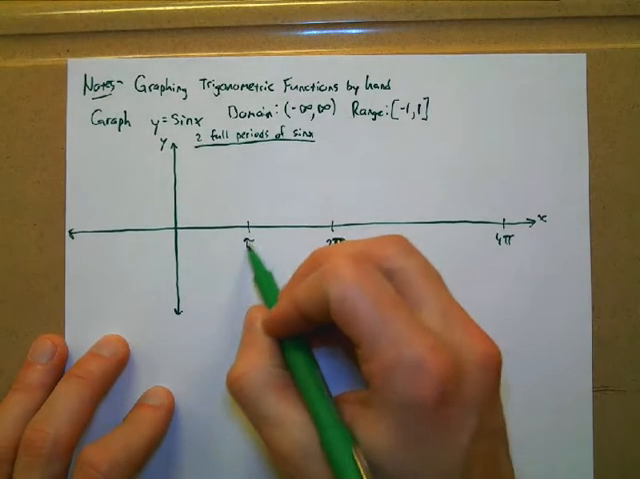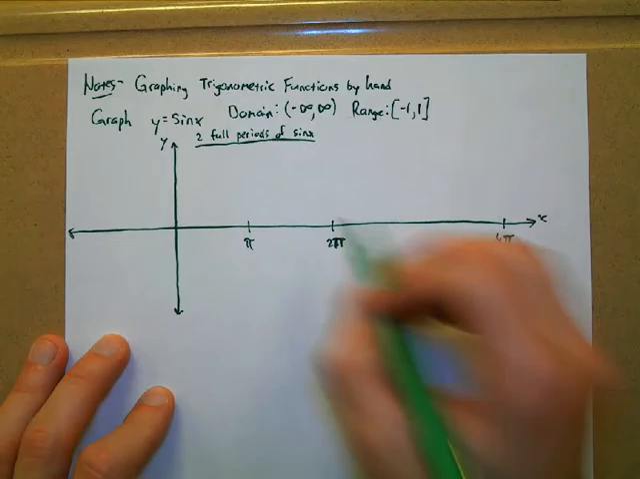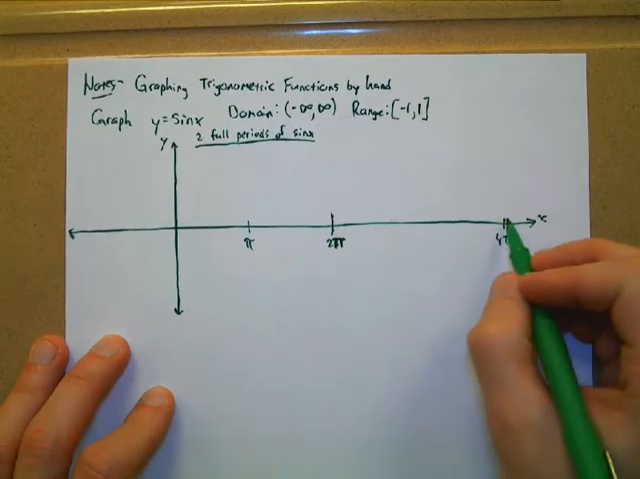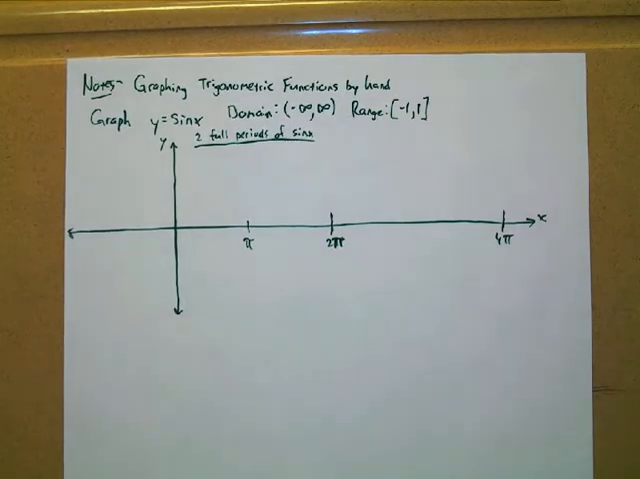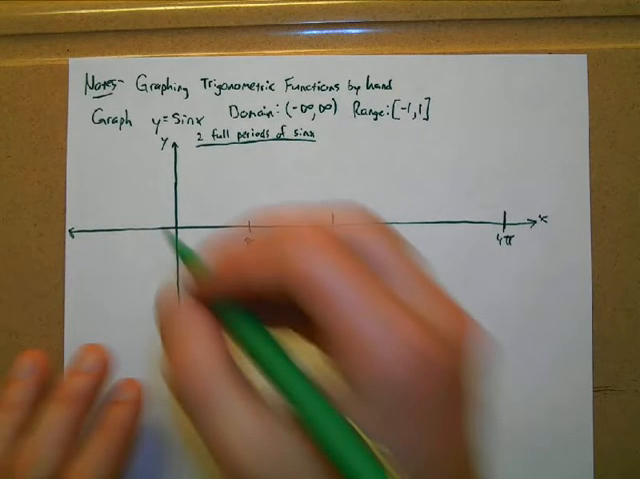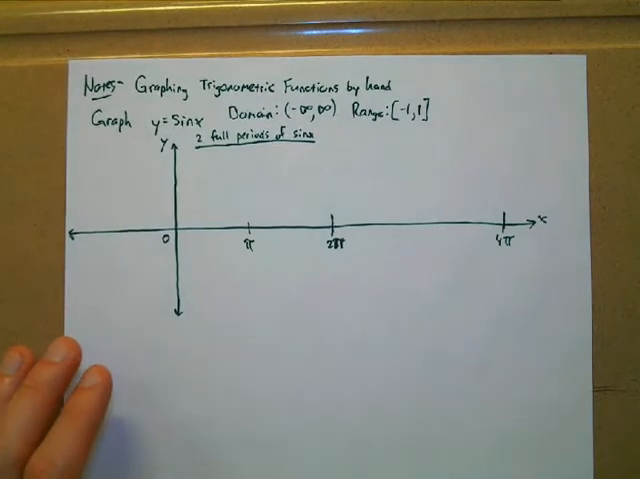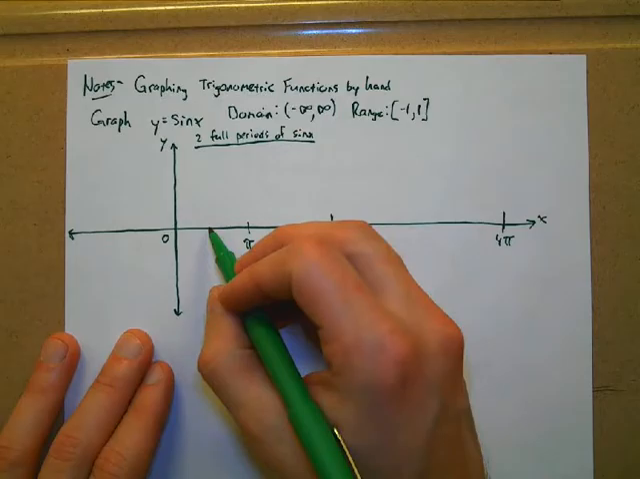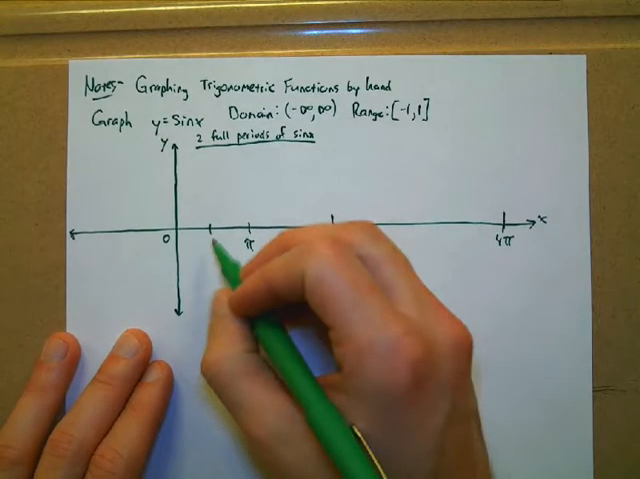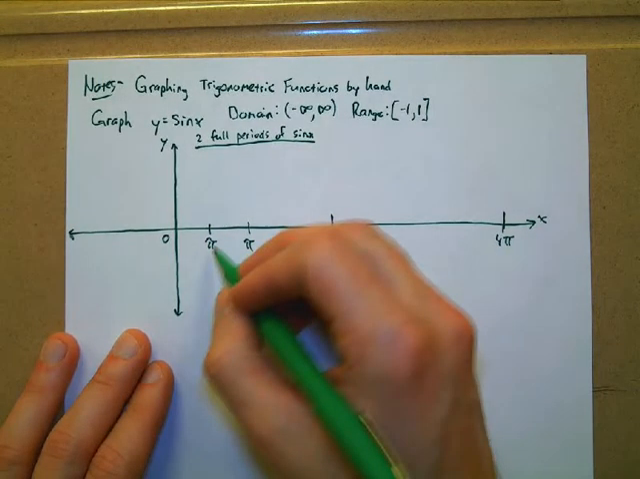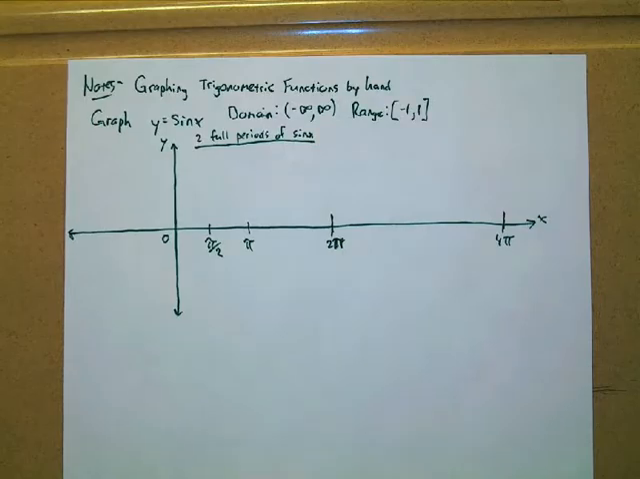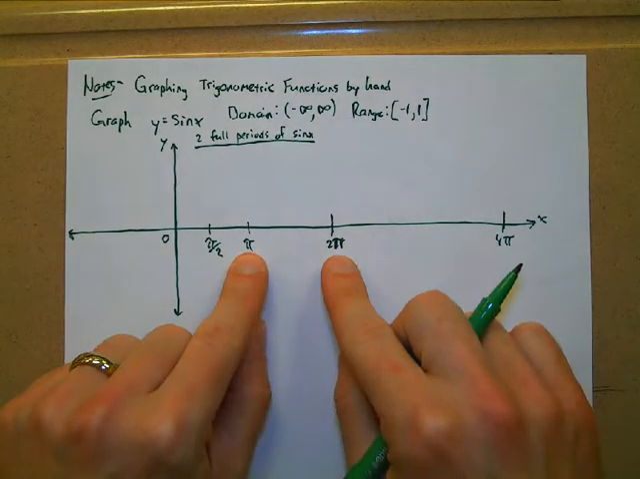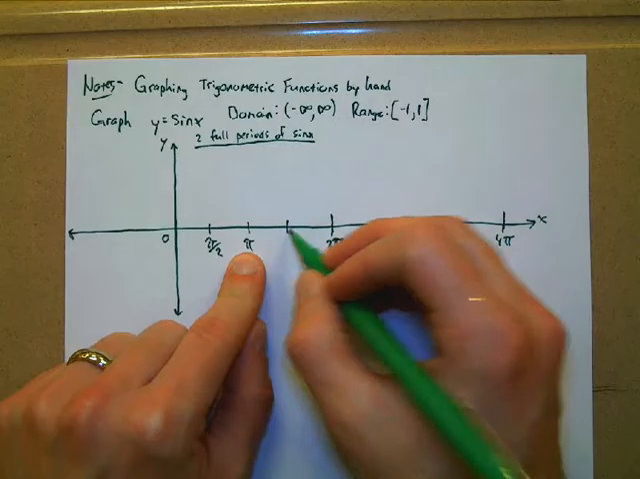Actually, I'll hold off on that. Let's just focus on that first period and then we'll get the rest of it. So we'll focus on from 0 to 2 pi here. And I'm going to do the half of the halves as well. So halfway between 0 and pi is pi over 2. And then halfway between pi and 2 pi, what's that going to be? 3 pi over 2. Yeah, 3 pi over 2. That's right.